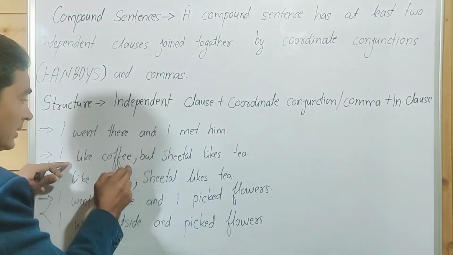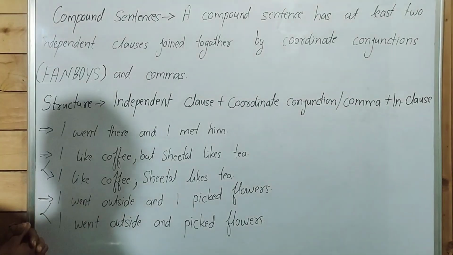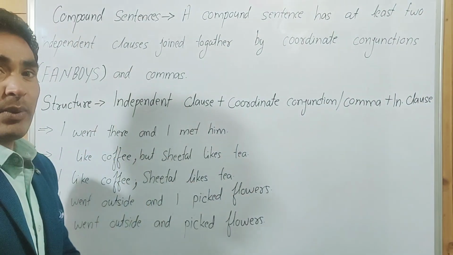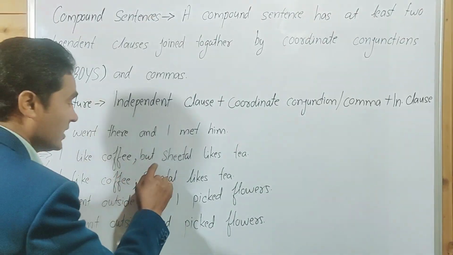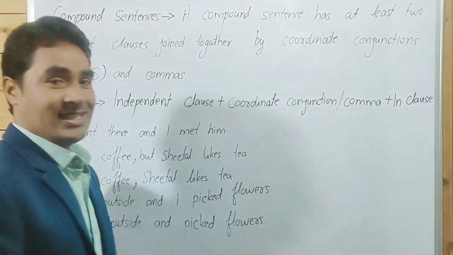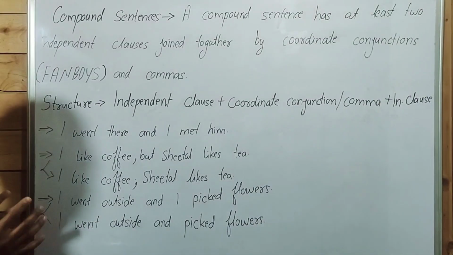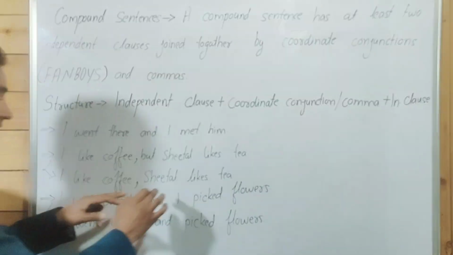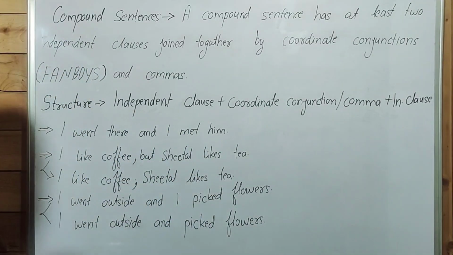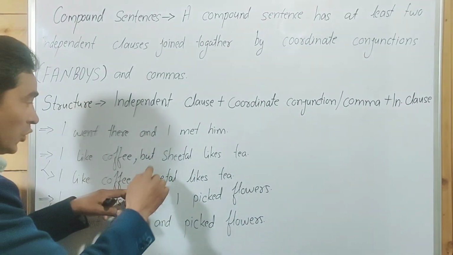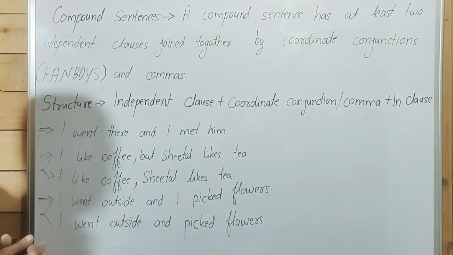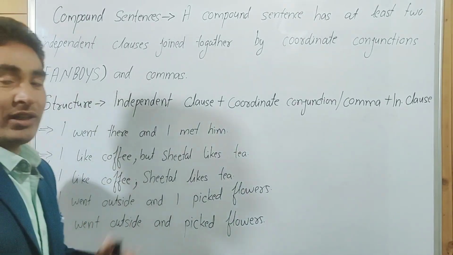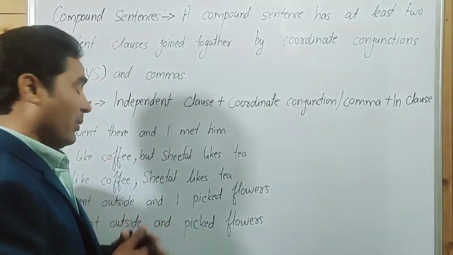I like coffee, but Sheetal likes tea. This is a compound sentence. It has two independent clauses. I like coffee, but is a coordinate conjunction. Sheetal likes tea, the second independent clause. I like coffee; Sheetal likes tea. This sentence can be written this way: I like coffee, we can remove the coordinate conjunction, and we can write a semicolon. We can use a semicolon instead of but.